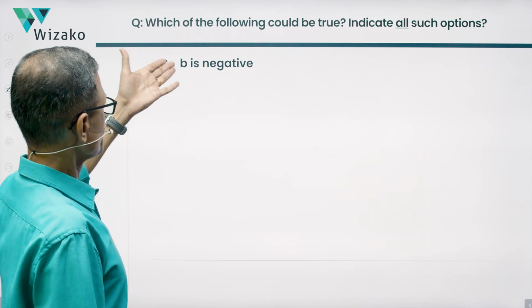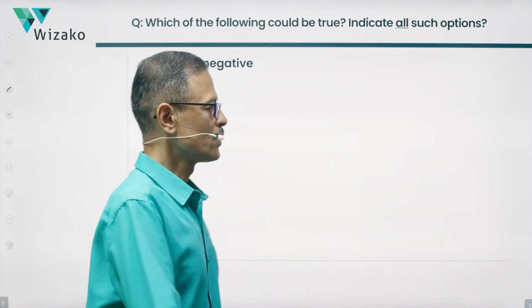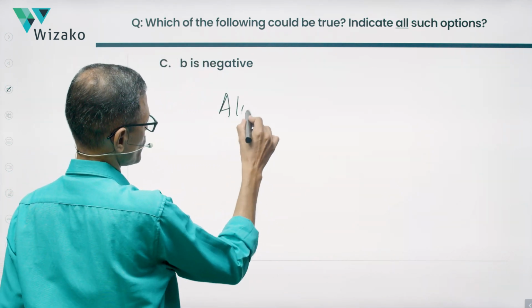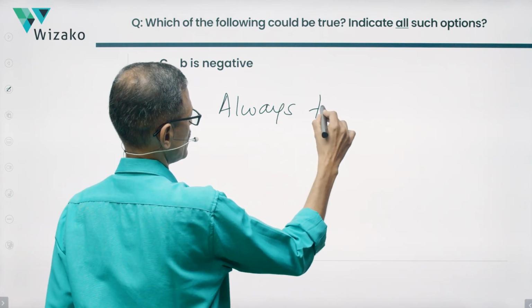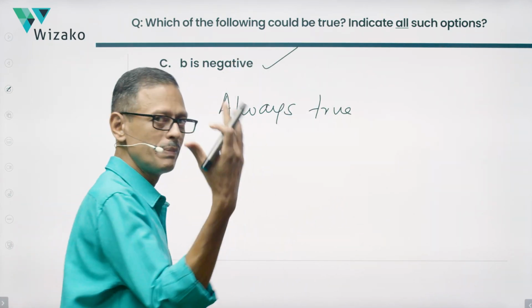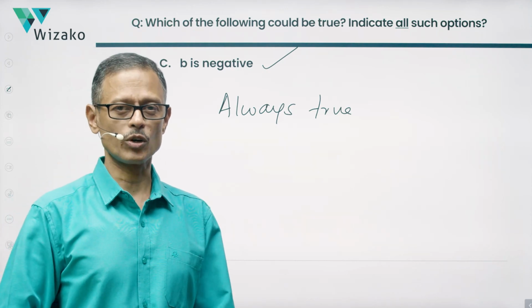Move on to the third one. B is negative. We've established that, right? So B is negative is actually always true. So can it be true? It could be true. So definitely C is one of our answer options.